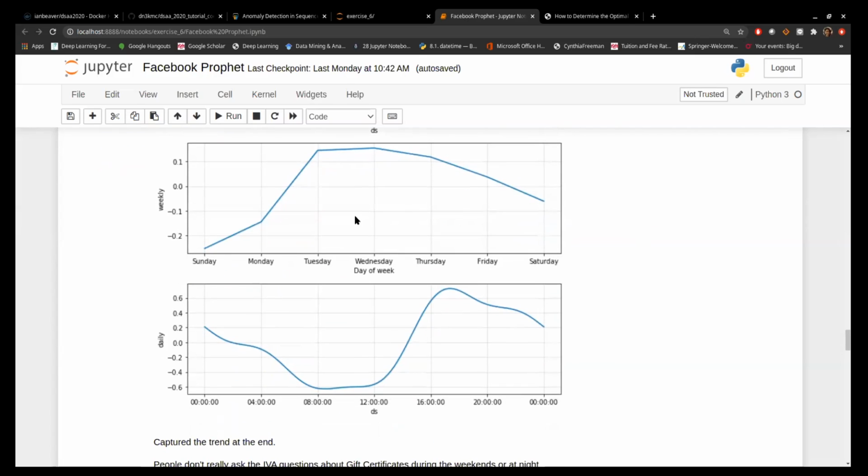We can also see the weekly and the daily seasonality. And this also makes sense, right? People don't want to ask questions to chatbots when they're sleeping or during the weekends.